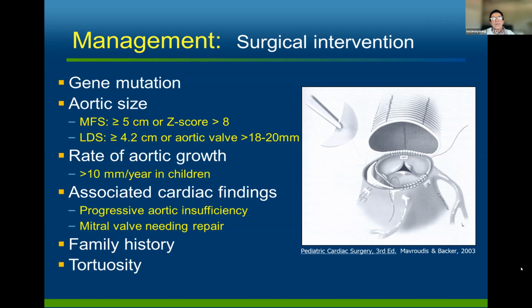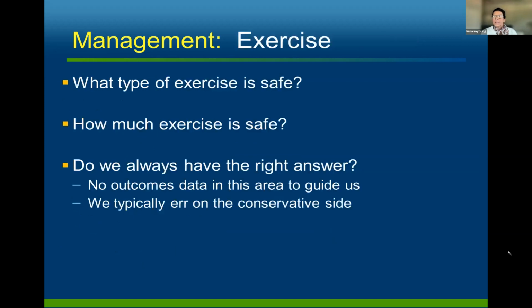Also in children, aortic root growth rate is important, so those that are greater than 10 millimeters per year. And if there are any associated cardiac findings, such as progressive aortic insufficiency or a mitral valve that needs repair, that may push us to do the aortic root replacement a little bit sooner rather than later. Family history is also important. And tortuosity, at least at this point, has not entered into our decision-making here, but may have some impact in terms of what the severity of presentation is. Next slide, please.